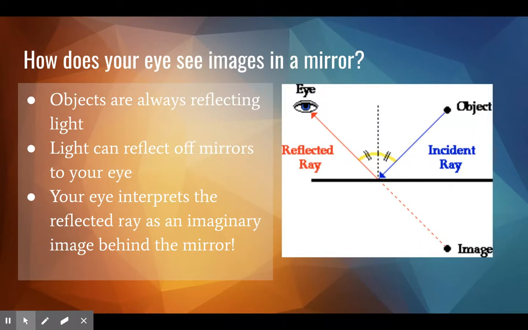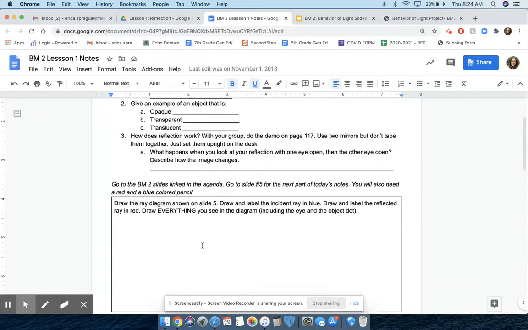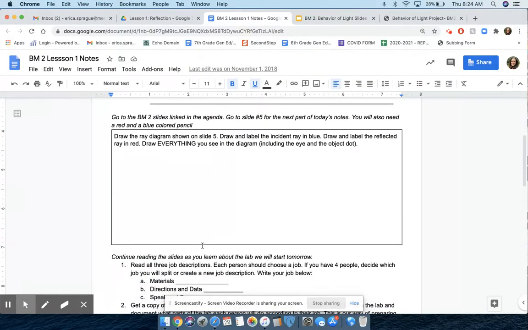For this slide, you're going to need to follow along on the notes page. There's a big box in the middle of the notes page for you to sketch this diagram of reflected rays. Make sure you have a copy of today's notes and draw everything you see on the slide in this diagram.